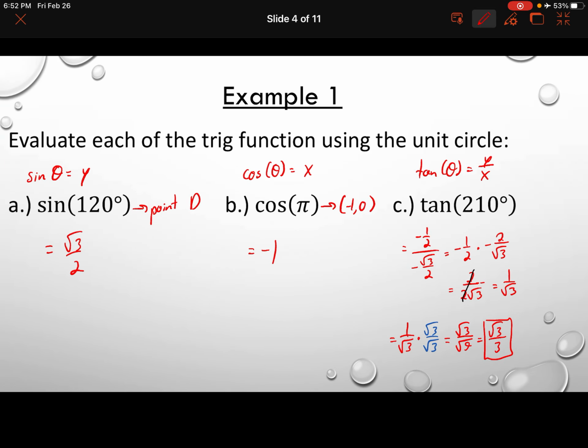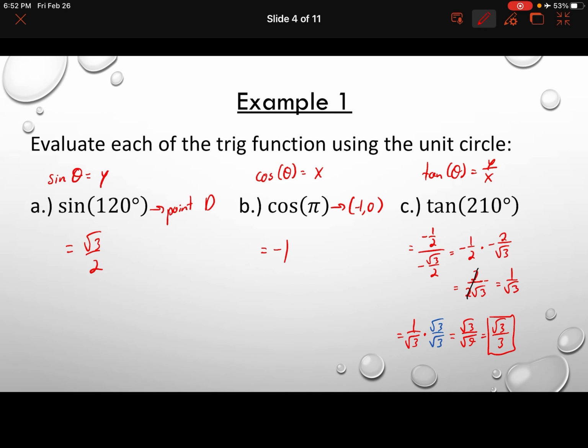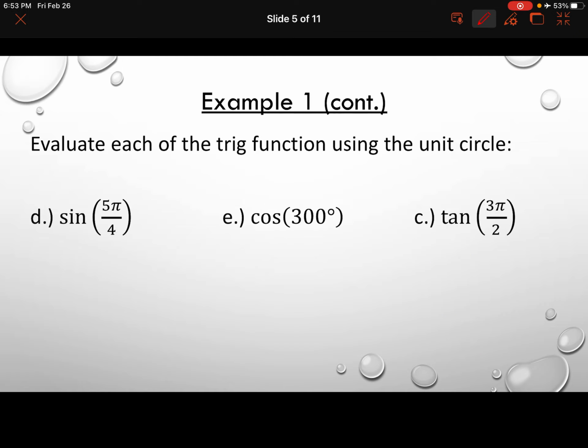Okay. All right. So there you go. Quick review of basically the previous lesson, except this time we're just looking at different angle measures. So for the next three parts, D, E, and F, that should not say C, that should say F, I want you to do these three on your own. Okay, so once again, as long as you have the circle in front of you, you just have to look up the points and put the appropriate x or y value depending on if it's sine, cosine, or tangent. So these three I would like for you to do on your own.